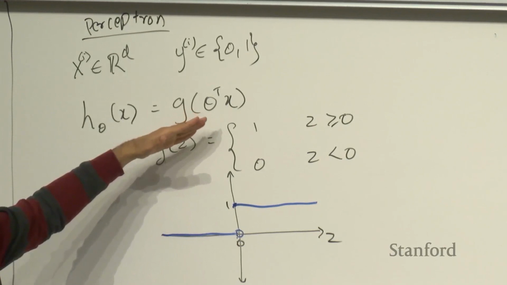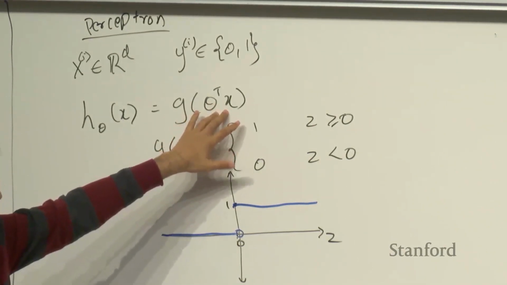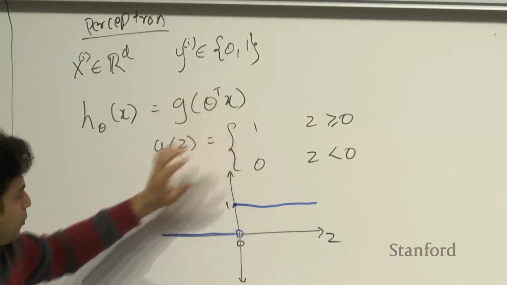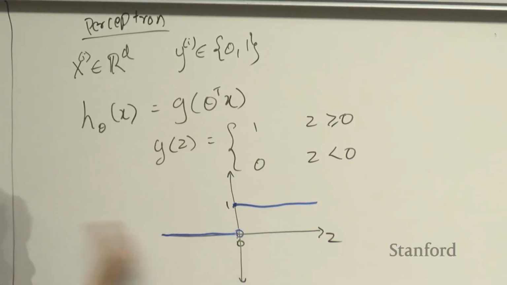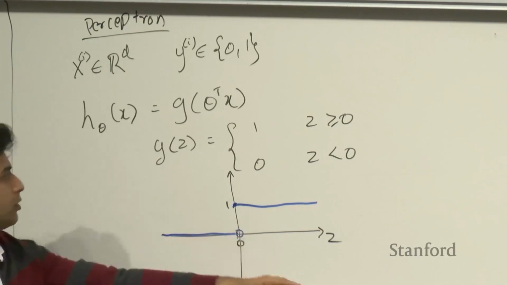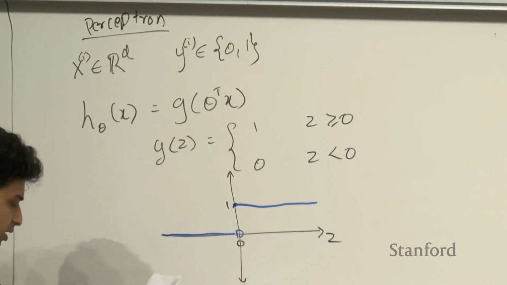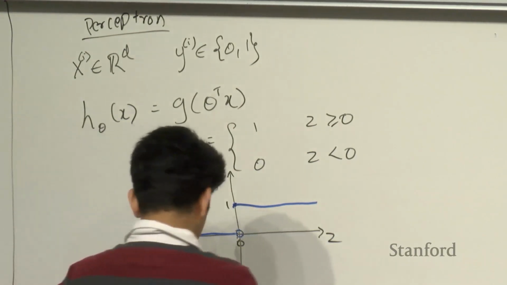Now we take this real valued number and map it to either 0 or 1. If theta transpose x is less than 0, we map it to 0. If it is greater than or equal to 0, we map it to 1. Right? And with this hypothesis, the algorithm looks something like this.